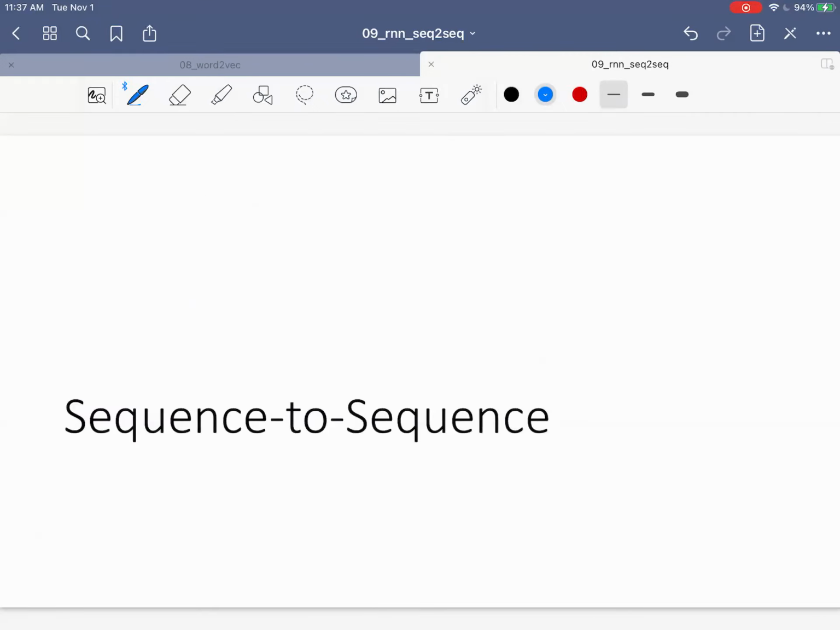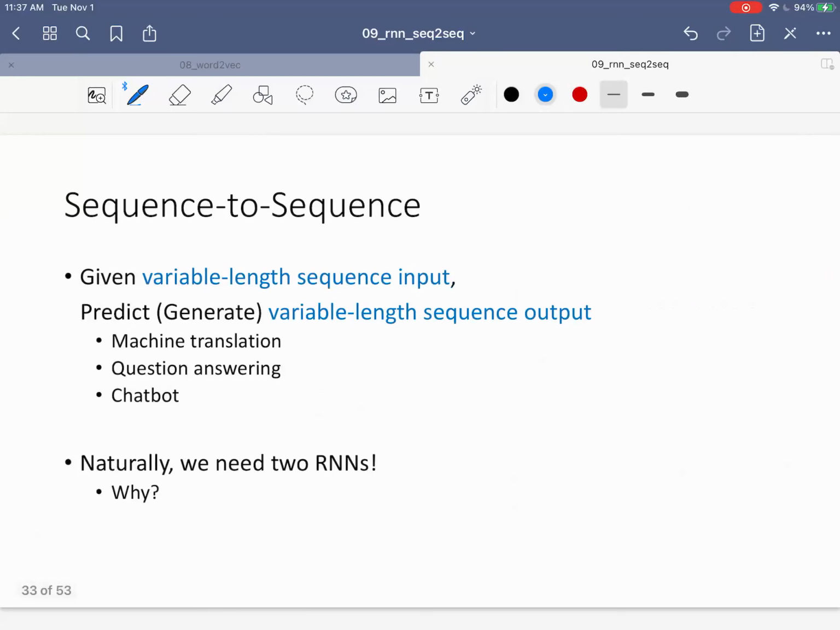Actually, we're running out of time. We spent too much time explaining what RNN is. So sequence to sequence is used for exactly this. Given a variable length sequence input, you want to generate a variable length sequence output. So your input is variable length, and your output is also variable length. In that case, you need to use two RNNs, one for the input, one for the output, right? So what kind of situation calls for this architecture, variable length input and variable length output? Like machine translation.